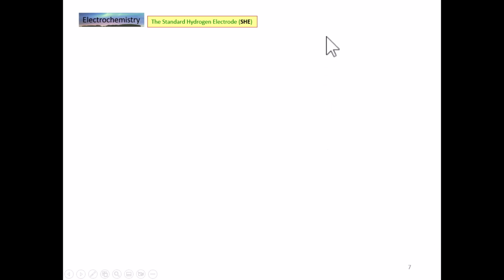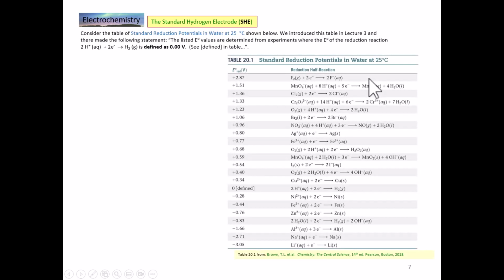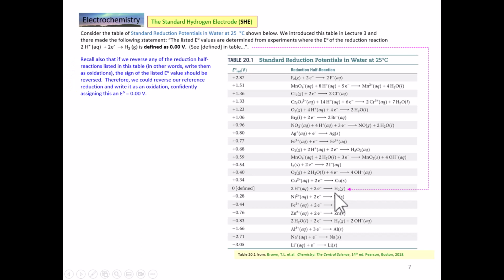In part two of this lecture, we'll spend a few minutes talking about what's called the standard hydrogen electrode. If you recall, when we introduced this table of standard reduction potentials, we said all of the values listed here are referenced against a defined value of 0 for the reduction of hydrogen ions to hydrogen. We could write this reaction, or any of these reactions, recall, as oxidations instead of reductions. If we do that, we need to change the sign of the E0 value.